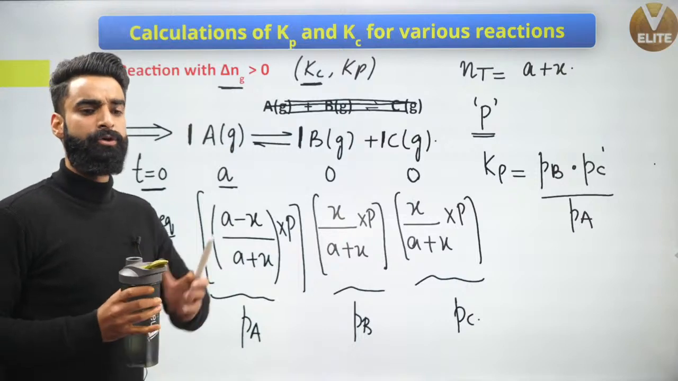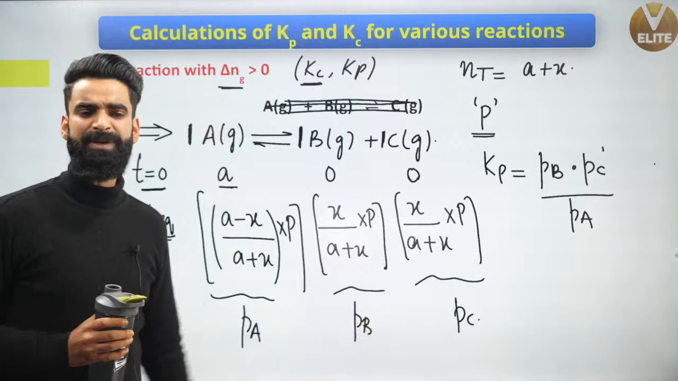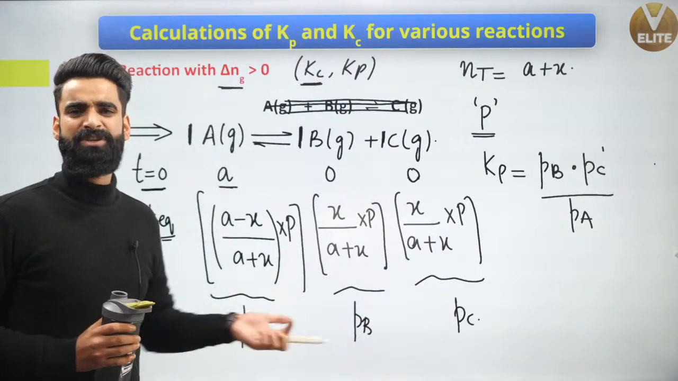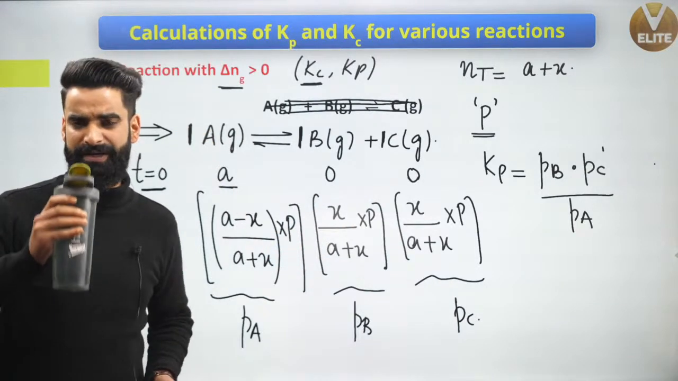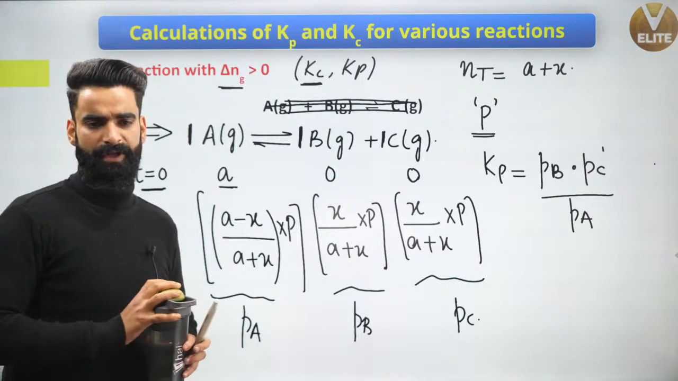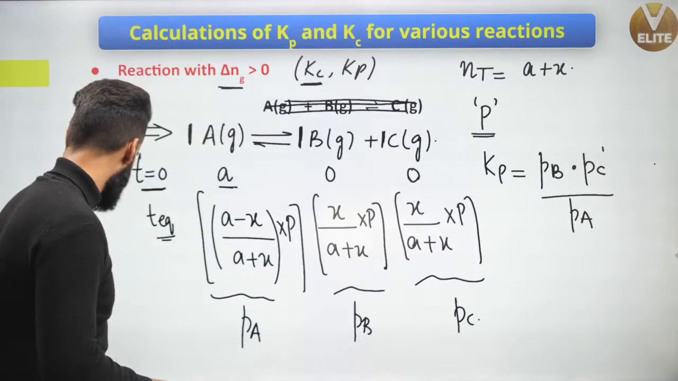Exactly. This is how you'll be approaching the equations for which delta Ng is going to be greater than 0. The procedure which I have shown you over here is valid for the reactions for which delta Ng will be greater than 0. Very, very simple. Got it? Okay. If this is clear to you, I can show you one more thing.